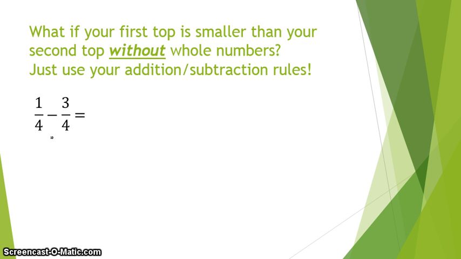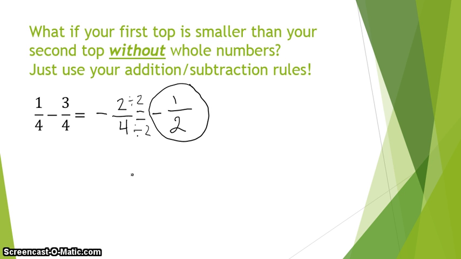So in this case, I can just go ahead and use my rules. I have different signs. This is positive, this is negative, which means I subtract and keep the sign of the bigger number. 3/4 is bigger than 1/4. My answer will be negative. And then 3 minus 1 is 2. I keep my bottom. Now, this can be reduced further. Both of these can be divided by 2. So 2 divided by 2 is 1, 4 divided by 2 is 2, and now here is your answer.